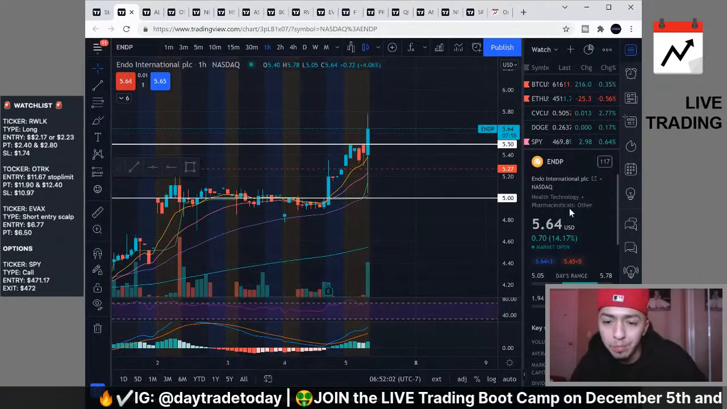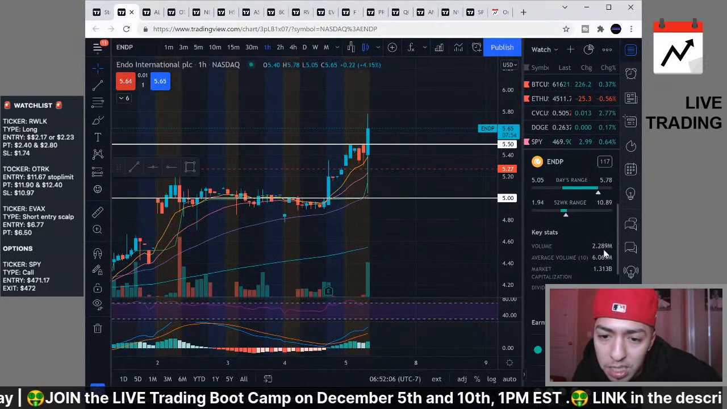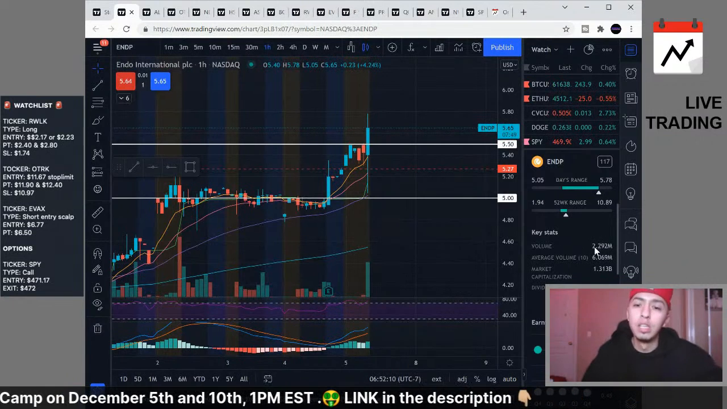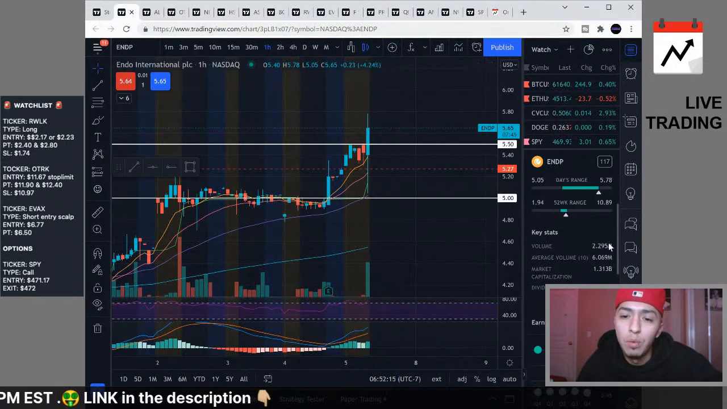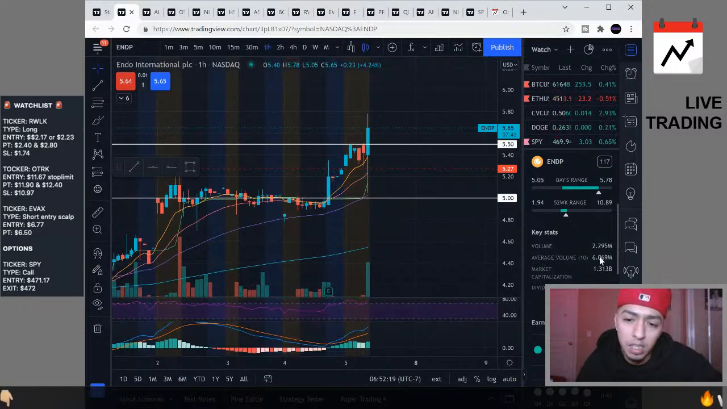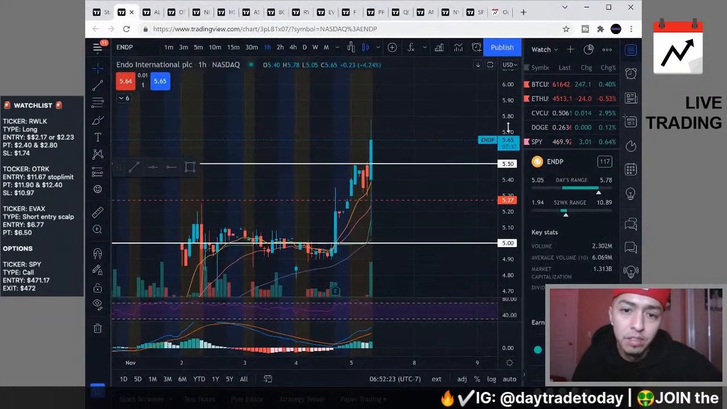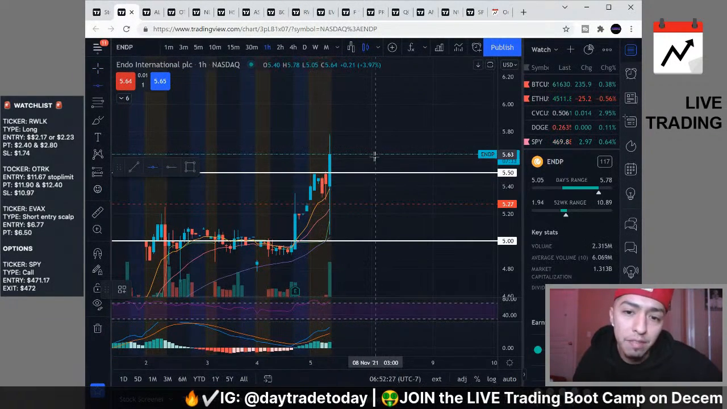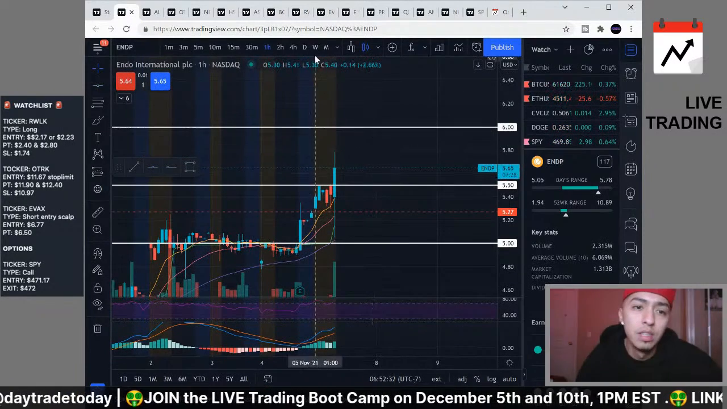So ENDP, average volume is 6 million. Volume right now is around 2.2 million. So on ENDP, first thing is I would definitely wait until we start to kick in with some more volume. Let's get a little bit more volume surge before we have interest in taking an entry. But for now, ENDP is at 5.64. So the next psych level is $6.